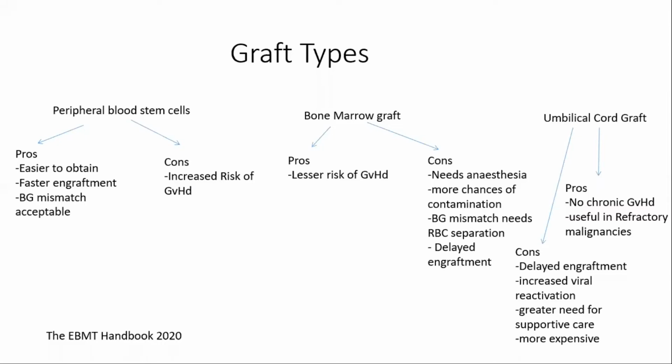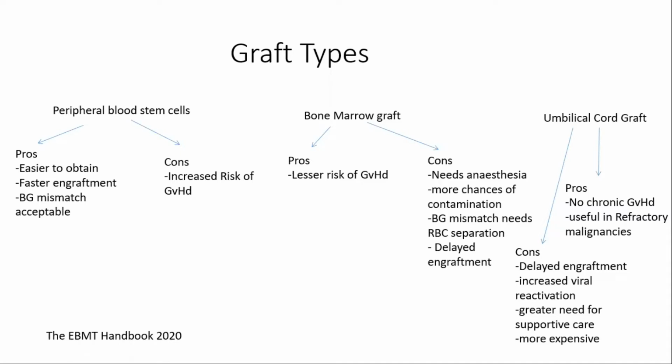But the problem is there is a slight increased risk of GVHD, whereas with a bone marrow graft, that risk of GVHD is less. But the issues are the patient needs anesthesia. The chances of contamination are more, because a PBSC collection is a closed system. Here it is going to be an open system, and it needs an RBC separation if there is a blood group mismatch, and the engraftment is slightly delayed by about a week.